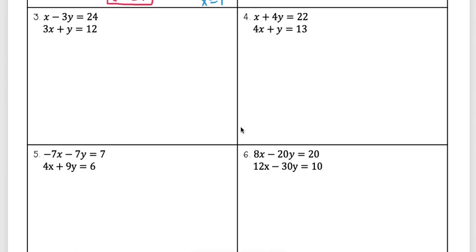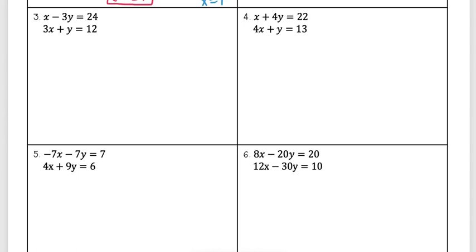Now for this video, we're going to be looking at some examples where we actually have to multiply one of the equations by a number. So again, my goal here is I want to eliminate one of the variables. So I need one of the variables to have opposite coefficients. So they have the same number in front of them, but opposite signs.